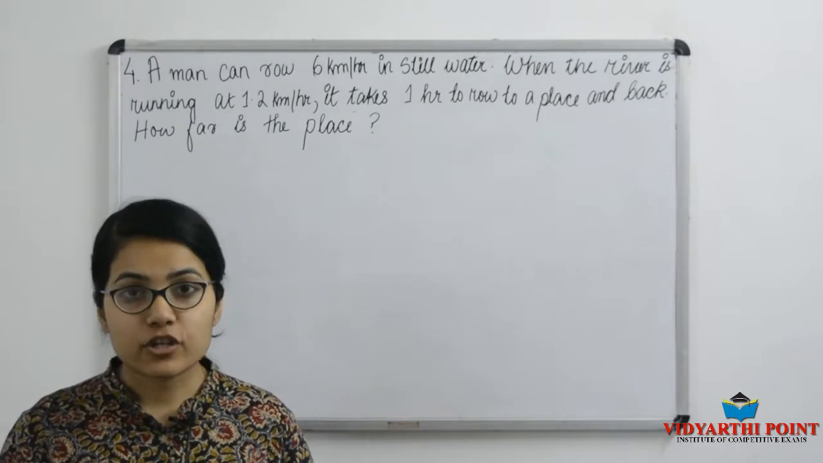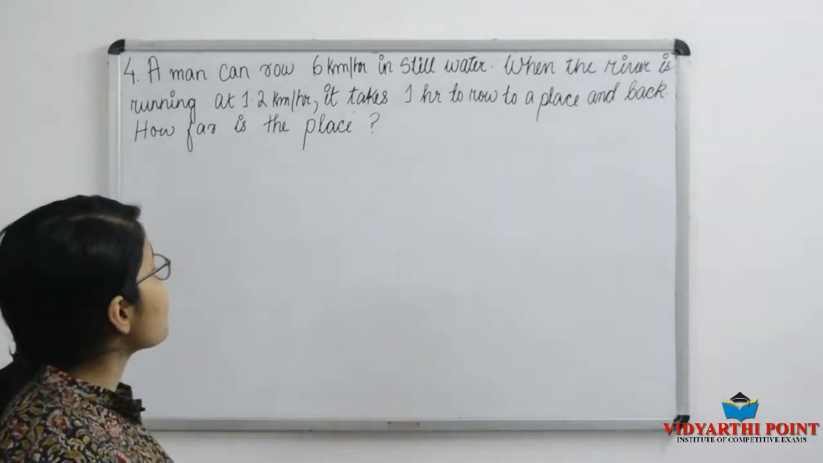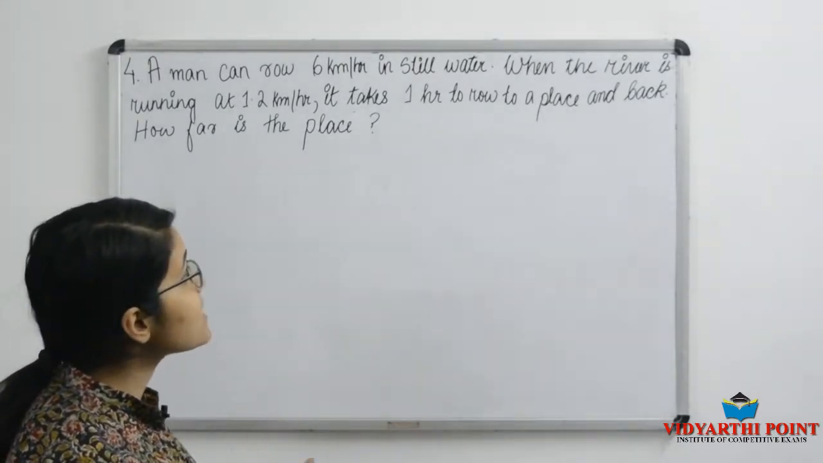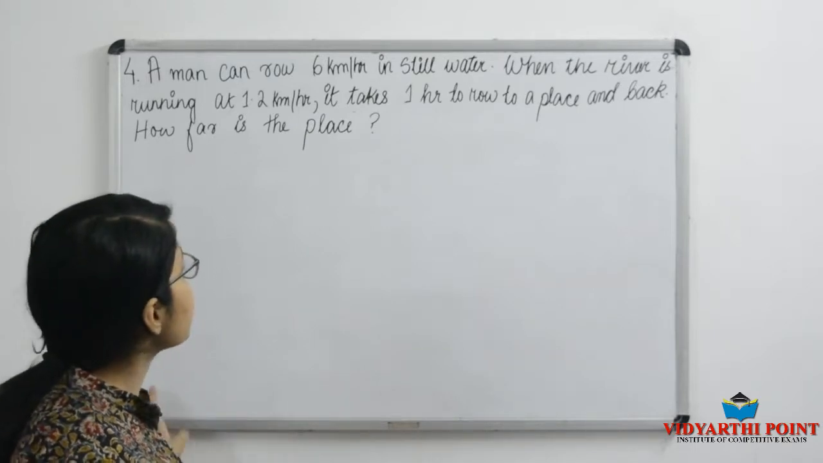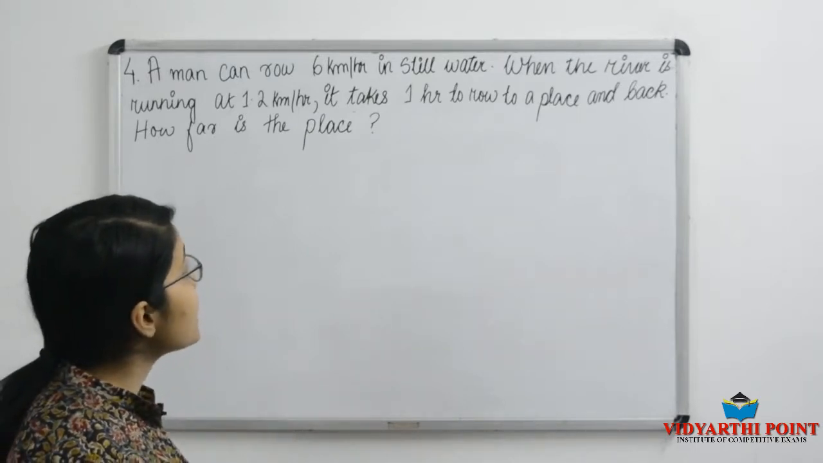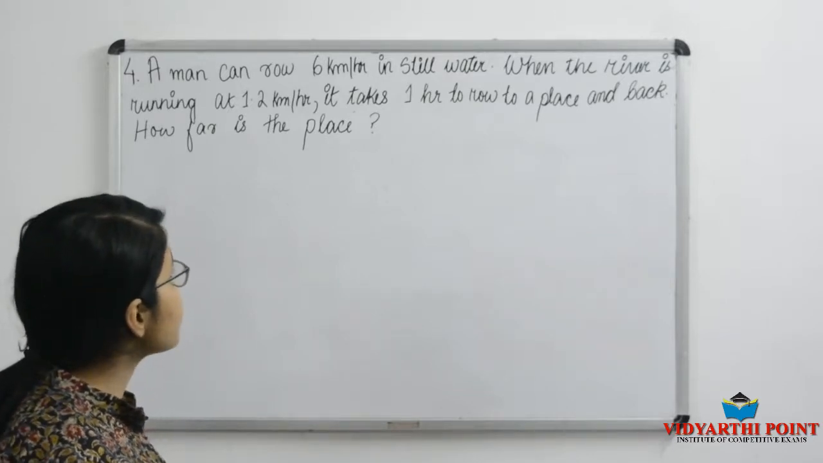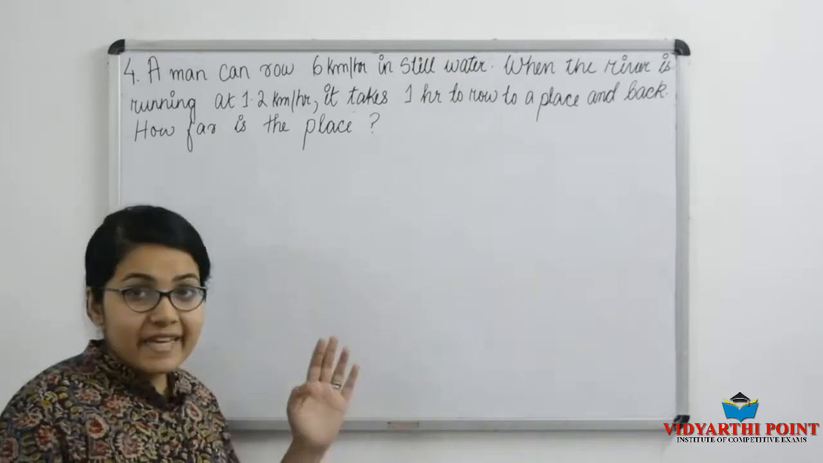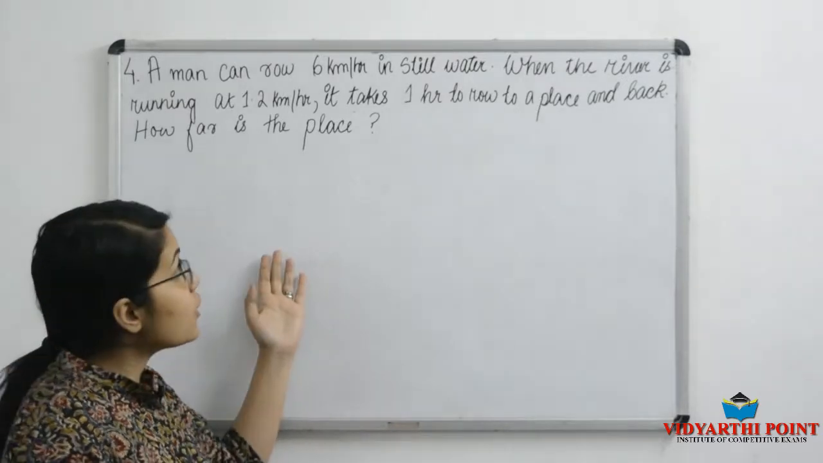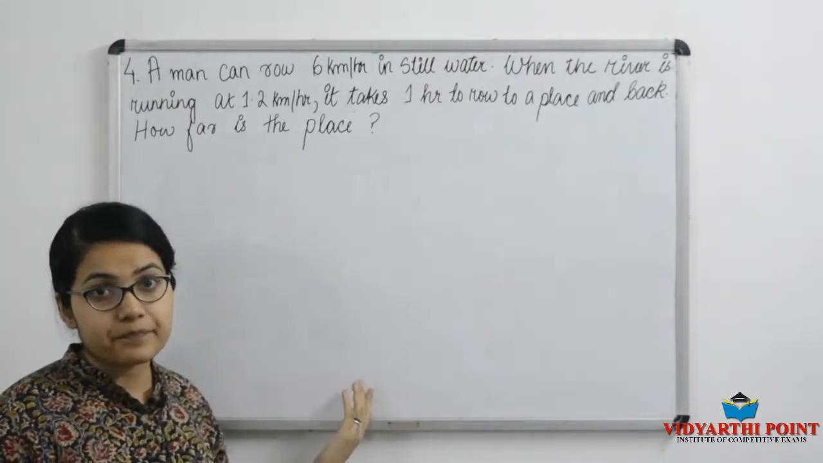Now, let us look at question number 4. A man can row 6 km per hour in still water. When the river is running at 1.2 km per hour, it takes 1 hour to row to a place and back. How far is the place? In this question, here we have to find the distance.